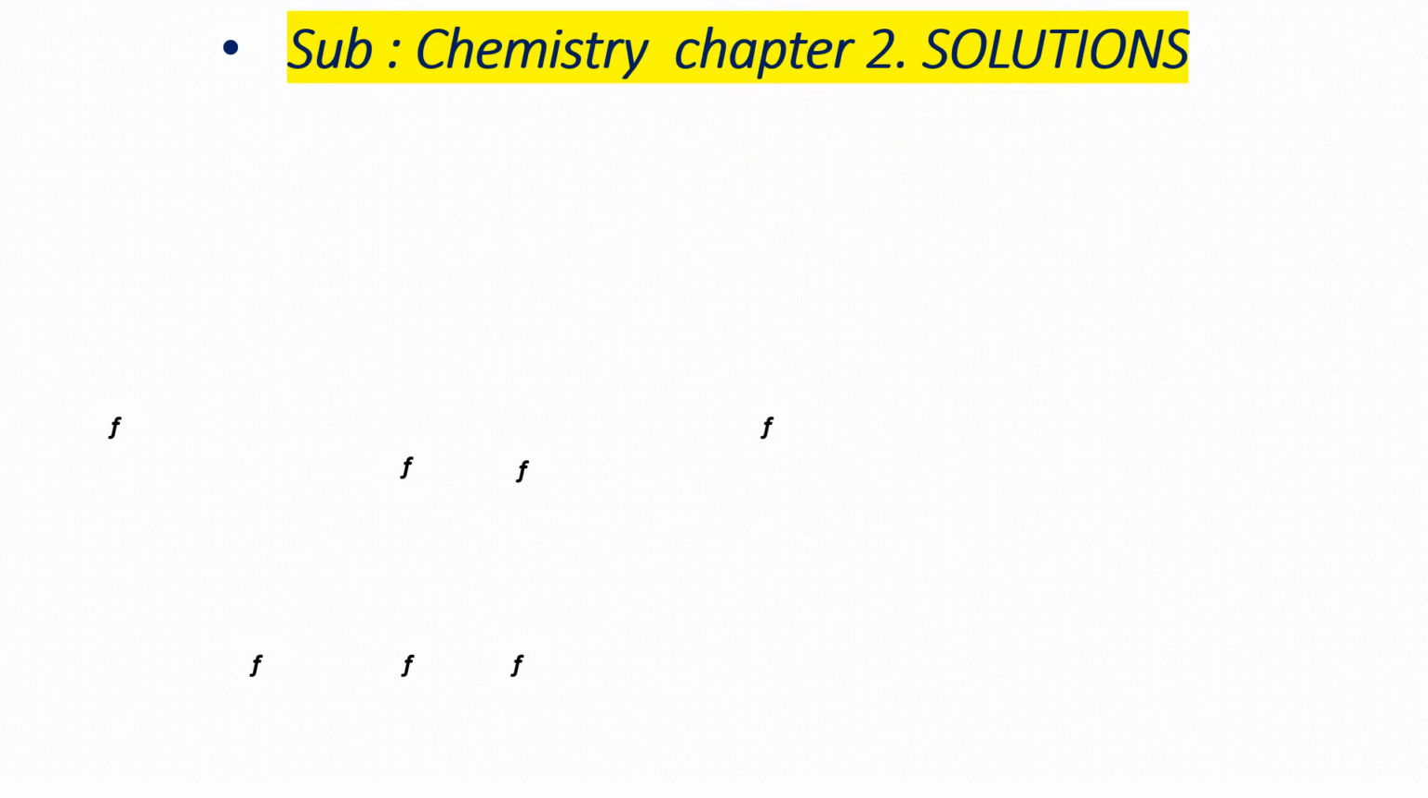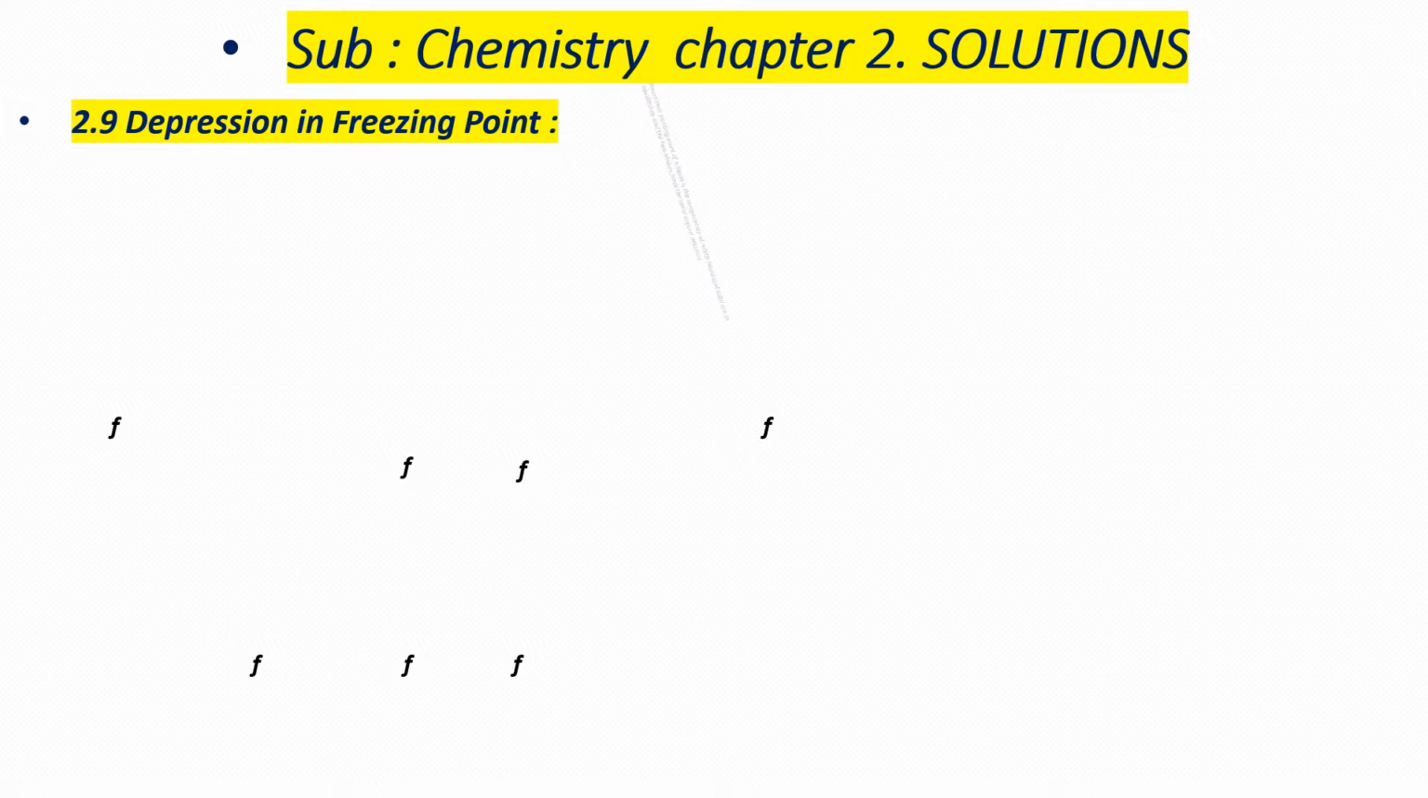Hello everyone, welcome back to my third lecture on chapter number 2 of chemistry, Solutions. In this lecture, point number 2.9, depression in freezing point, is the third colligative property in this chapter.